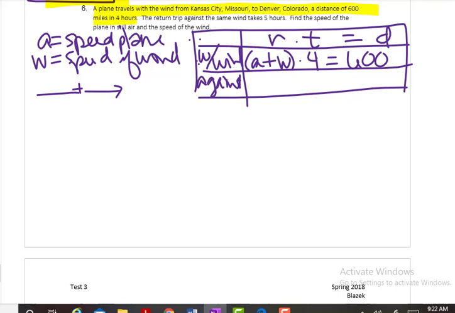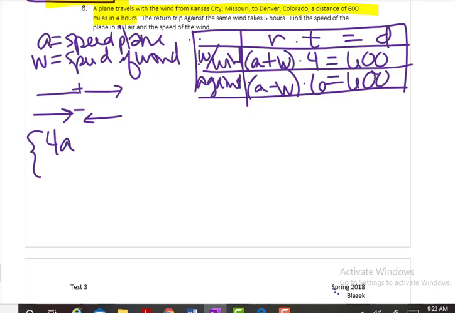Now against the wind, here's the plane, but the wind's pushing against it. And so we're actually going to subtract here. We start with the speed of the plane, and we have to then subtract the speed of the wind. It's going to take us longer. It takes us 5 hours. And so again, it is 600 miles. So those are our two equations. When we look at these equations, I will have 4A, I'm going to do some distribution, plus 4W is equal to 600. And I have 5A minus 5W is equal to 600.